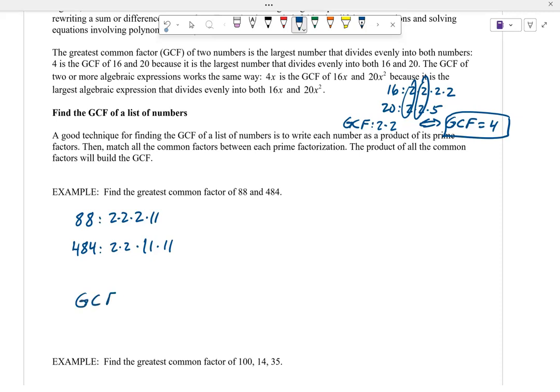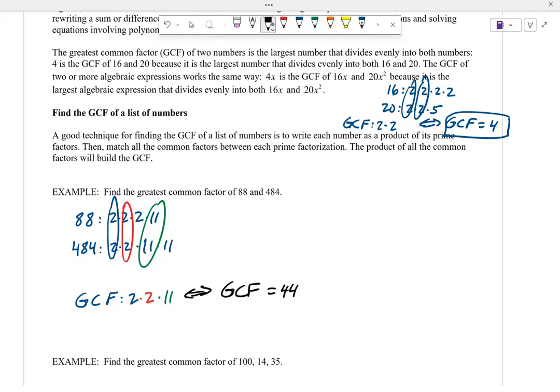All right, so the greatest common factor of these: they both have a 2, both have another 2 they share, and they both have an 11. So it looks like the greatest common factor of these would be 2 times 2 times 11. So 44.